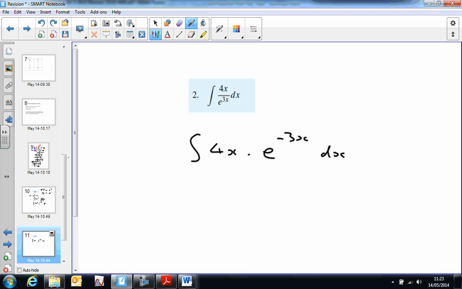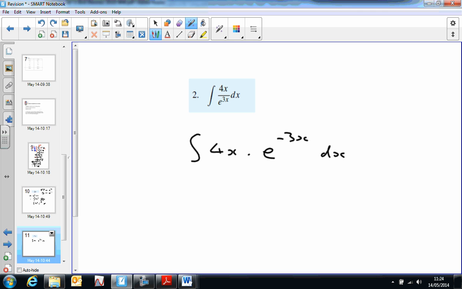Algebraic substitution won't work in this case. There's nothing I can really call u. If I decided to let u equal e to the minus 3x, for example, and differentiated that, I'd still have the e to the minus 3x terms there. And so there's no e to the minus 3x outside that, as before, allowed us to cancel it out.